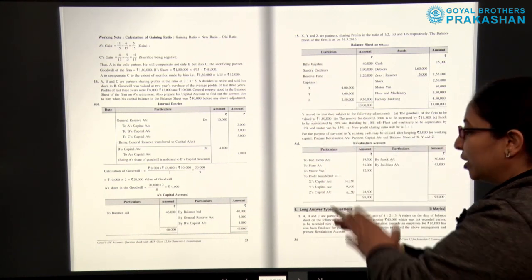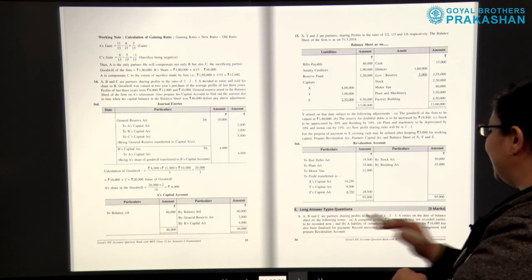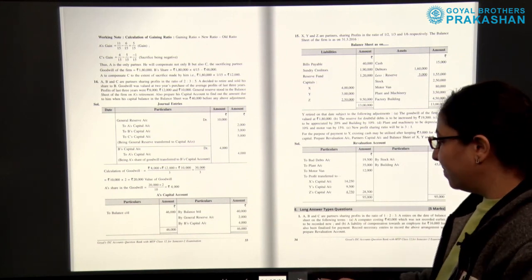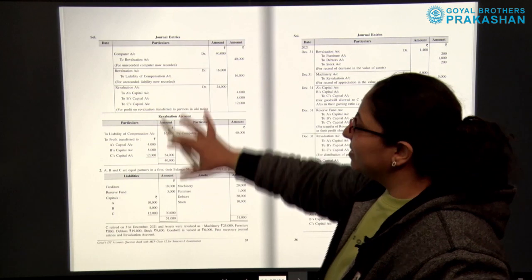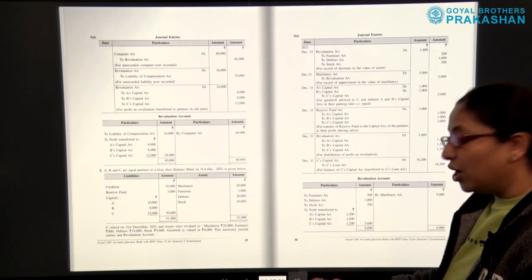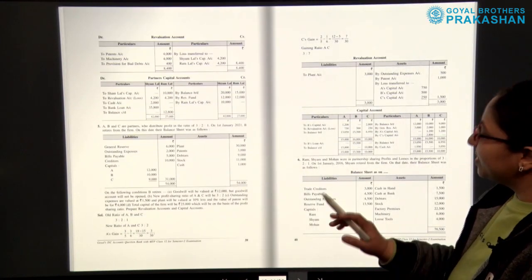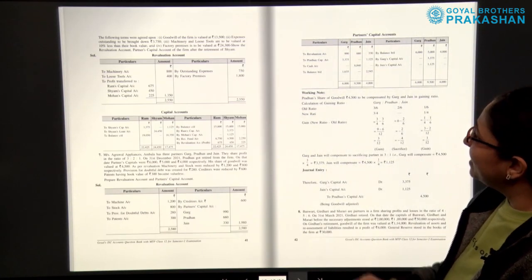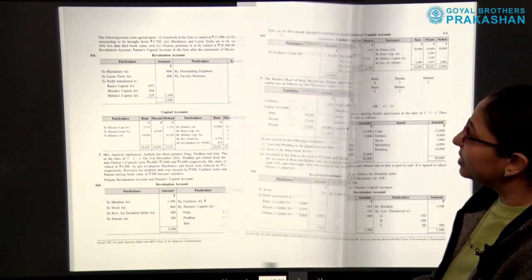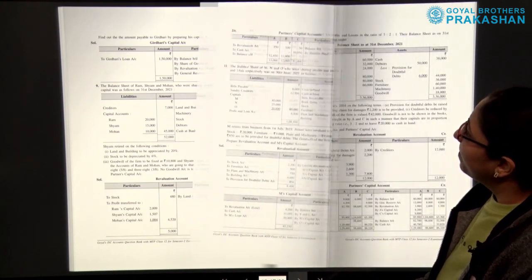After that, we have the long answer type questions. Now these are for 5 marks each. You can see again the answers and solutions are provided along with the questions. So these are all 5 marks type questions. You can see all 5 marks type questions along with the solutions.